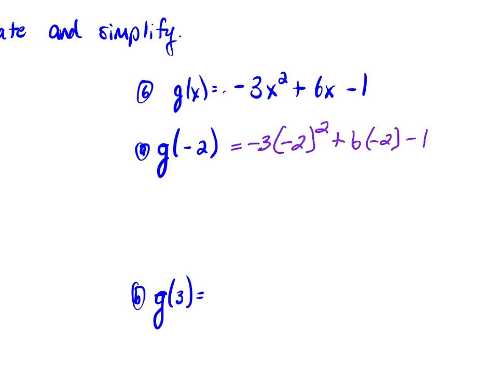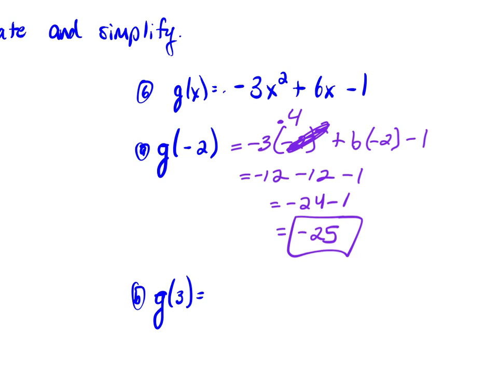First thing you do is exponent. So -2 squared is 4. So you have negative 3 times 4 is negative 12. 6 times negative 2 is negative 12 minus 1. Work left to right, guys. What's negative 12 minus 12? Negative 24 minus 1 gives me negative 25. Perfect.